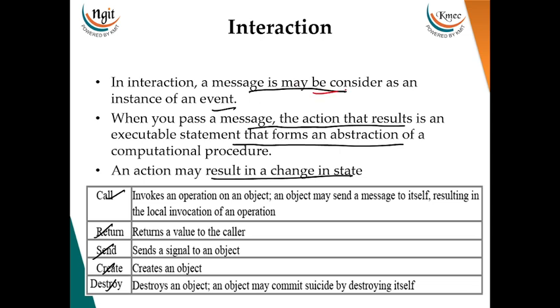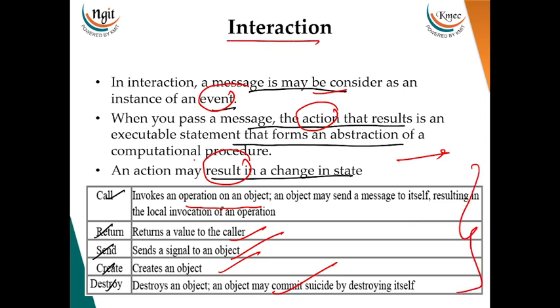Interaction, a message may be considered an instance of an event. What is the operation for that event? When you pass a message, the action that results is an executable statement, and that result is executed. The interaction may result in a change of state. Yes, if interaction works, then there will be a change of state. It may invoke a call on an object, return a value to the caller, send a signal, create an object, destroy the object, or commit. These are the operations of interactions. Correct? Calling, returning, sending a message, creating an object, destroying the object, or committing.